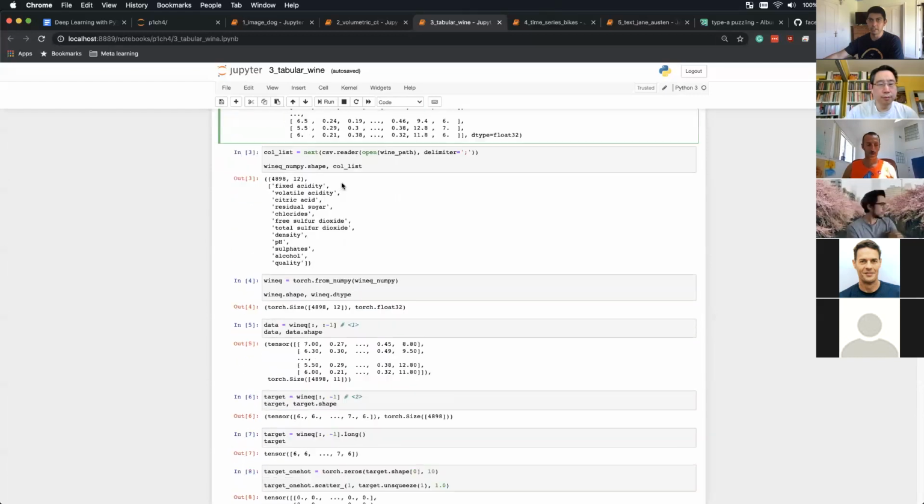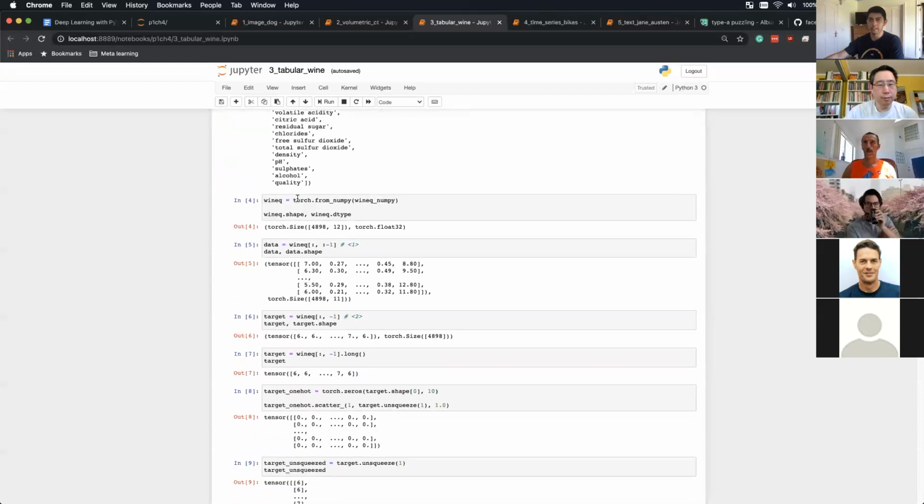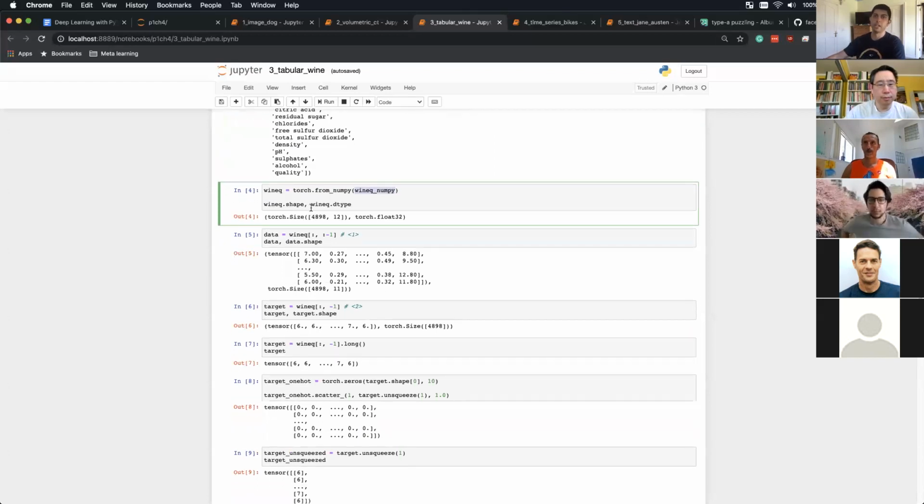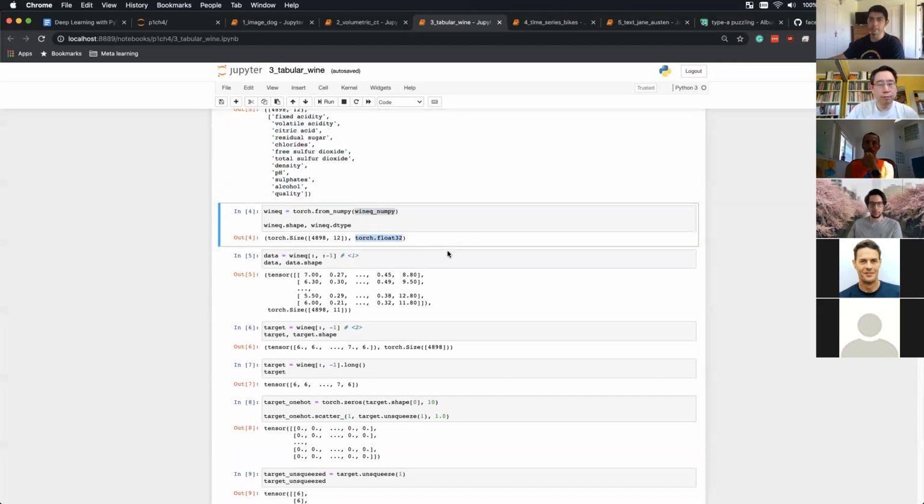And then they've actually got their array with their data and their column names. They take the NumPy array with the data and turn it into a tensor like we've done a few times now. Then they print out the shape and the data type. So we can see that it's this many rows, this many feature columns, and they're storing it all as a float32.